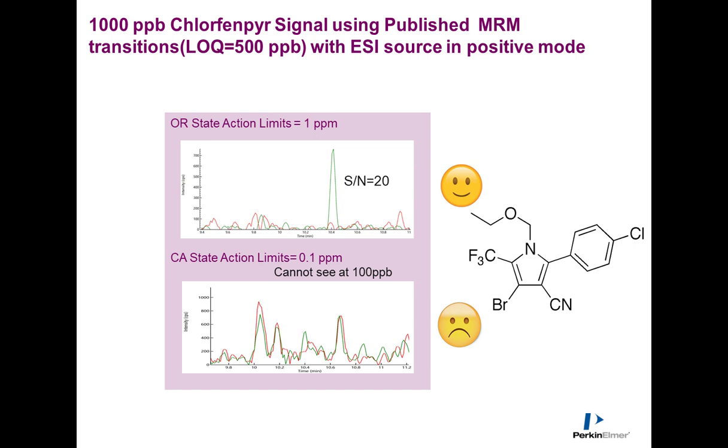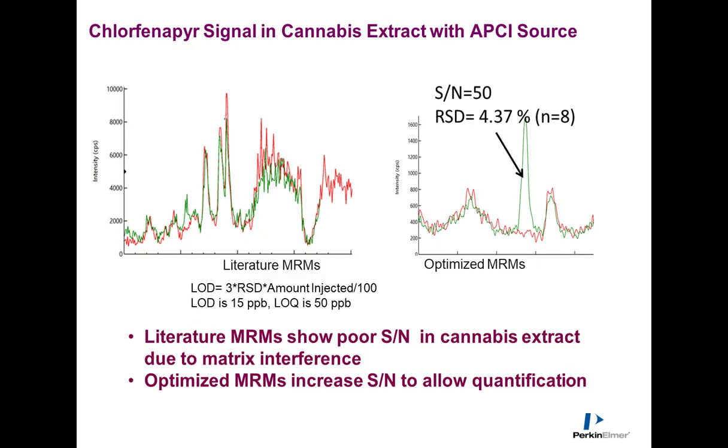This is a challenge because the Oregon state limit is 1 part per million, but the California is 0.1. So this ESI source introductory mode would not work for California. This can be addressed by using a different type of ionization on the LC-MS. And we are able to use APCI, atmospheric pressure chemical ionization. This is a second option for ionizing the pesticide before it enters the LC-MS.